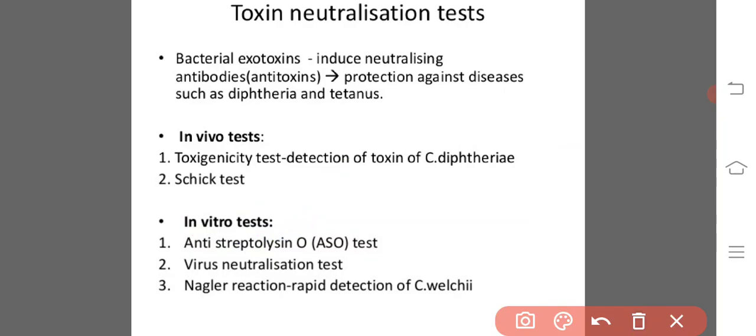The in vitro tests, which are conducted in laboratory glassware, include the anti-streptolysin O test, ASO test, virus neutralization test, nasal reaction, or rapid detection of C. welchii.